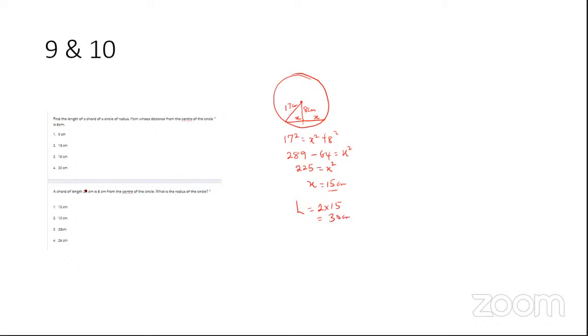And likewise, the last one: the chord of length 24 centimeters. The length of the chord has been given as 24 centimeters, and it's 5 centimeters from the center. So if this is the center, it's 5 centimeters from the center, and you find the radius. So you can just bring out the triangle.